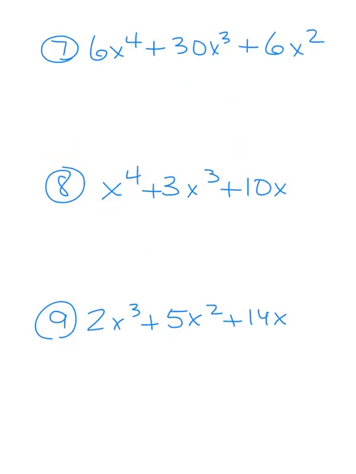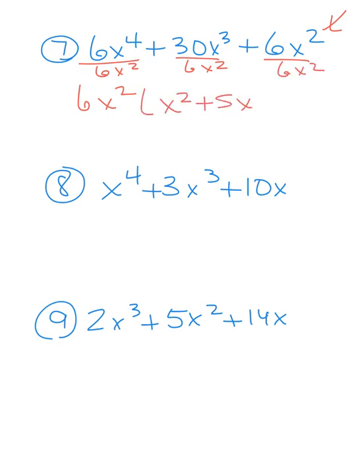And looking at number 7, I realize that a 6 is divisible into each one of those terms, so I'm going to pull that out. I also have x to the 4th, x to the 3rd, and x to the 2nd. So x to the 2nd is my lowest x value that I can take out. Now if I divide everything by 6x to the 2nd, again, if this helps you visually, you should definitely do it. And I'm left with x to the 2nd plus 5x plus 1.